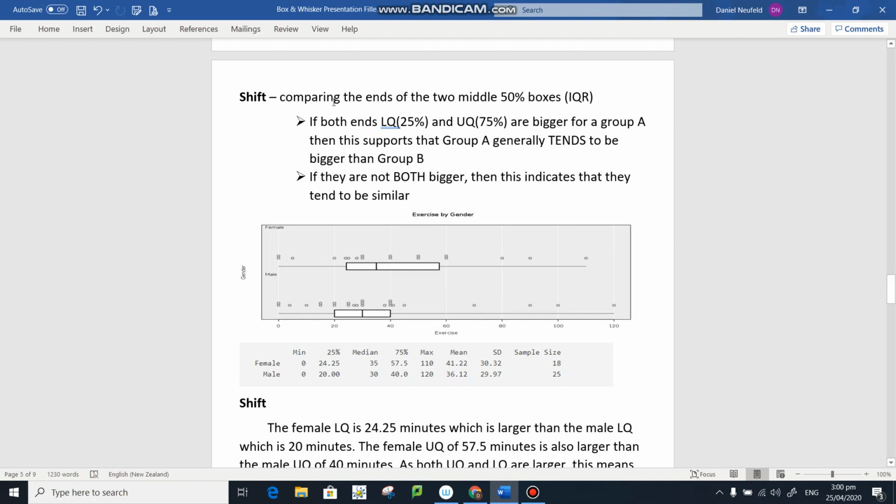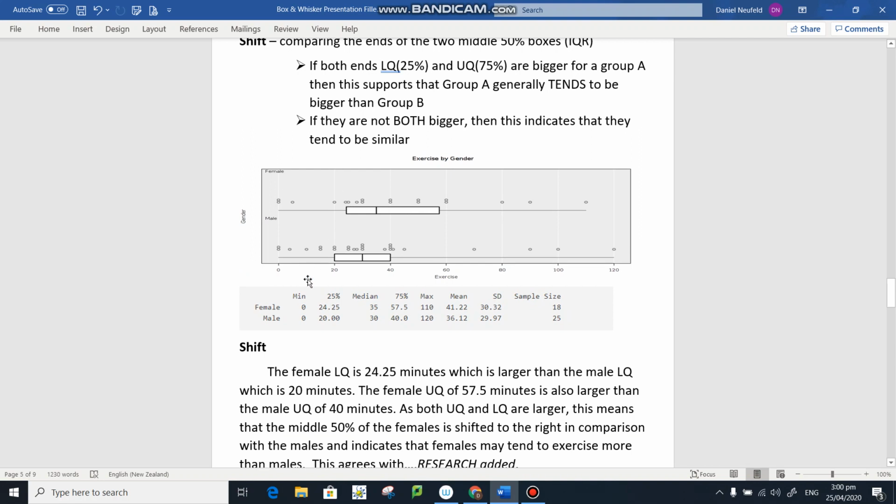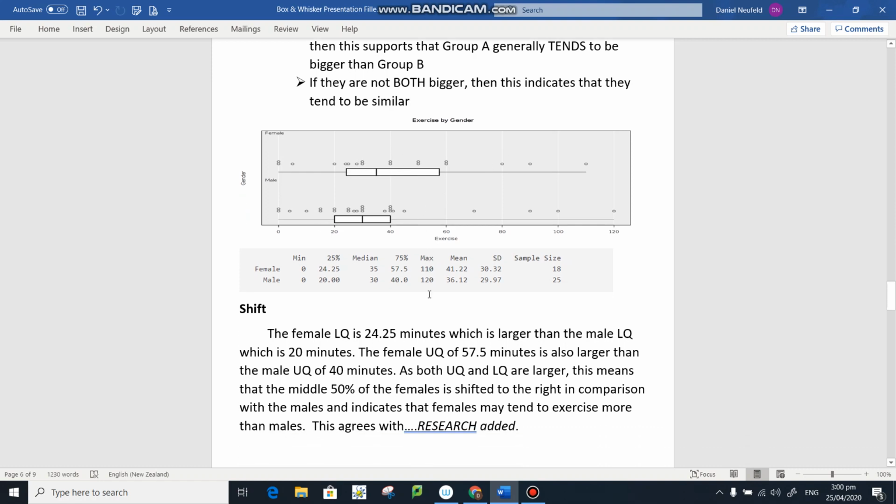Okay, when you look at the shift, you're always comparing the two things, the LQs and the UQs. So this end of the box and the right side of the box. In order for there to be a shift, which would indicate that one tends to be larger, it would have to both be further along on the graph. Okay, so in this case, in our male and female one, both are.